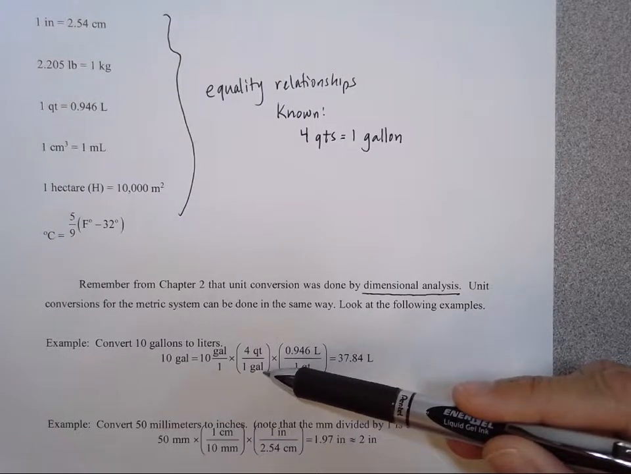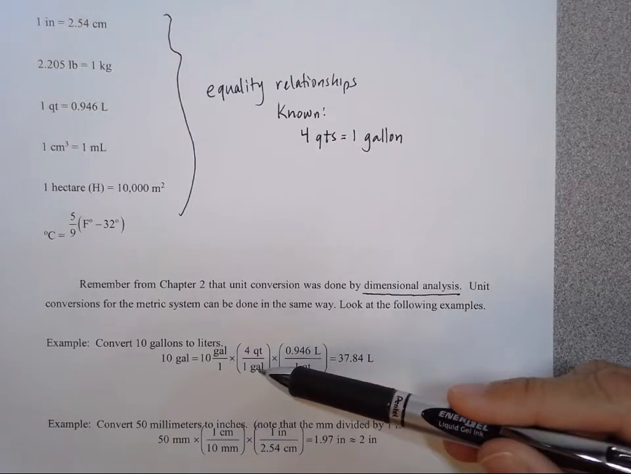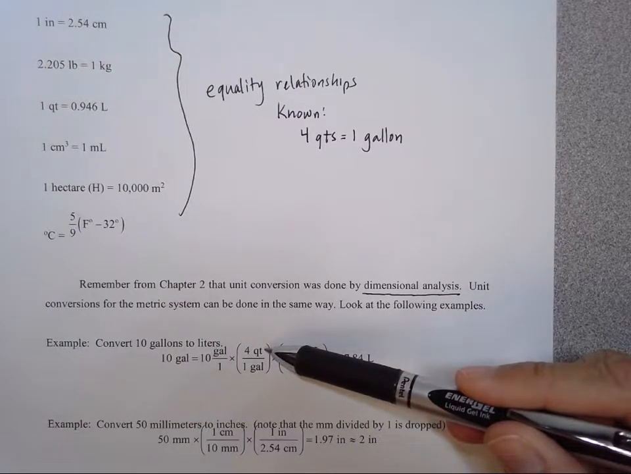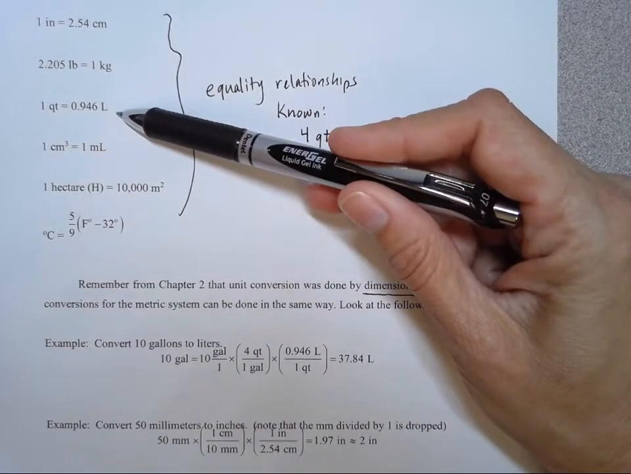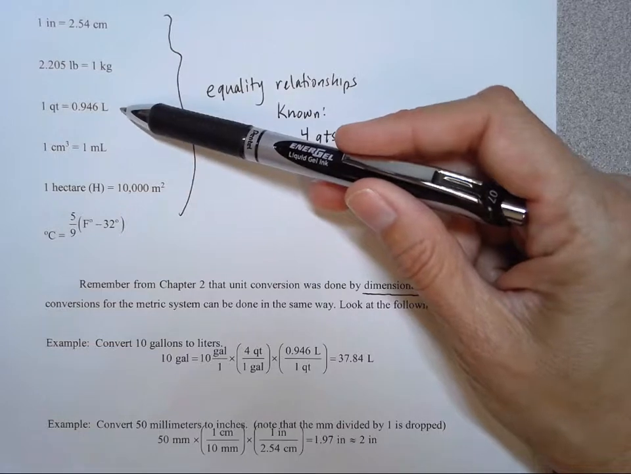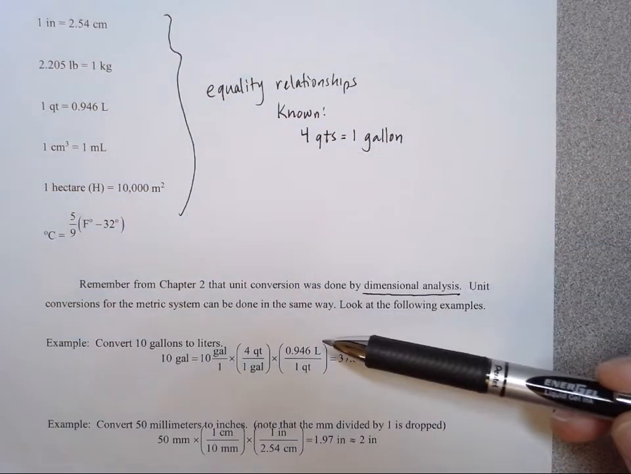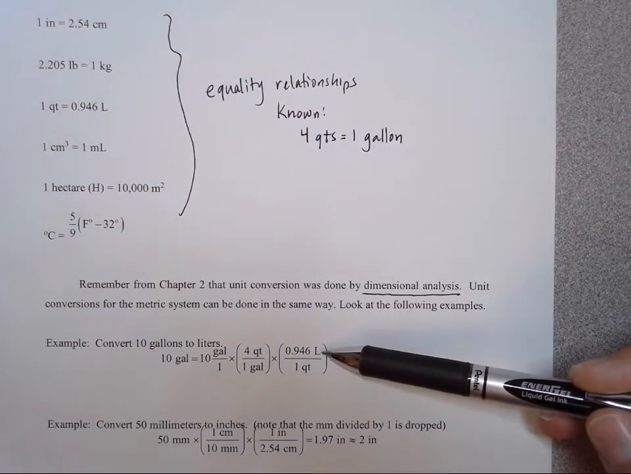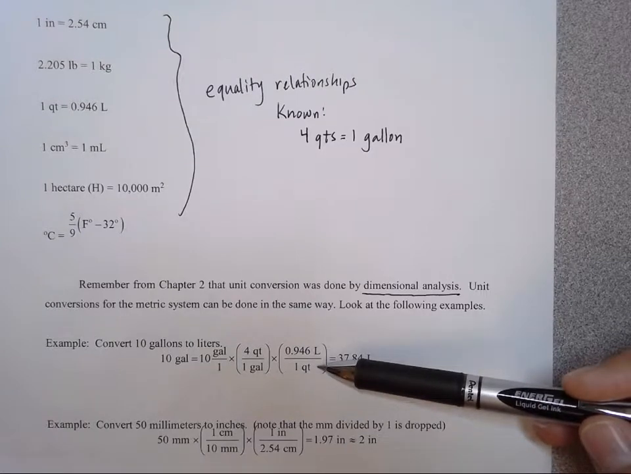That's one equality relationship we would use, but if we take a look at that, we'd wind up with our answer in quarts. And we want to get it all the way to liters, so we're going to have to use this second new equality relationship that we're learning today, that 1 quart is almost equal to 1 liter, but not quite. So it's 0.946 liters. We put that in here, 0.946 liters is 1 quart, our other equality relationship.